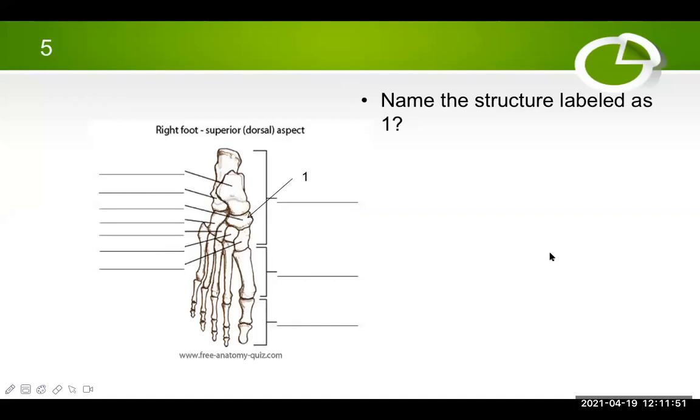Name the structure which is labeled as 1. This bone, which is labeled as 1. What is the name of this bone? Anyone? I think it's navicular, sir. Talus. Okay, I am hearing two answers here. One is talus, one is navicular bone. Anybody else?